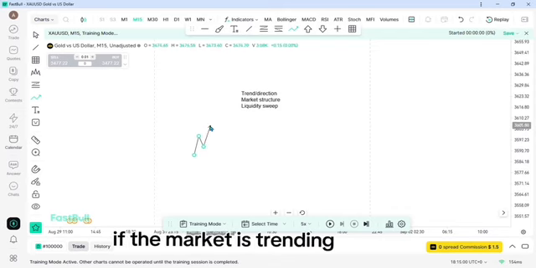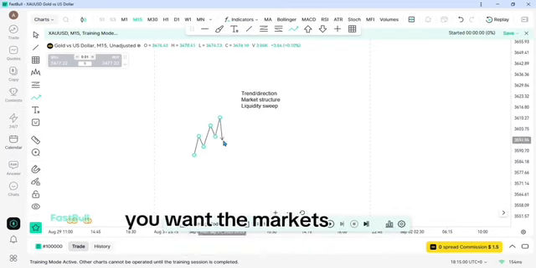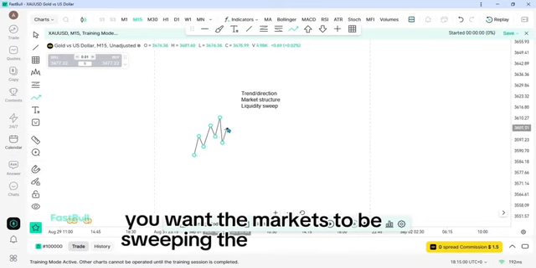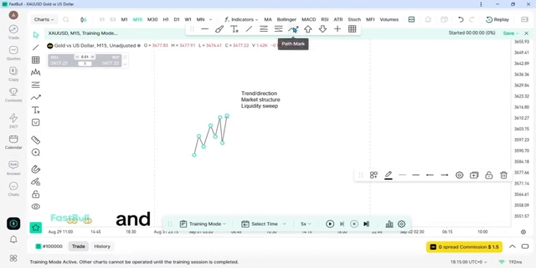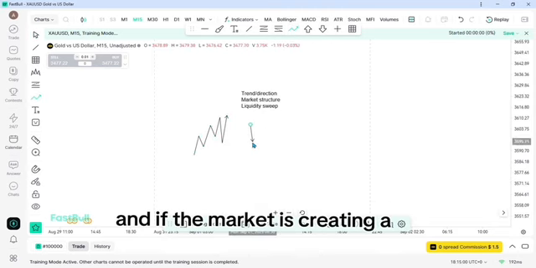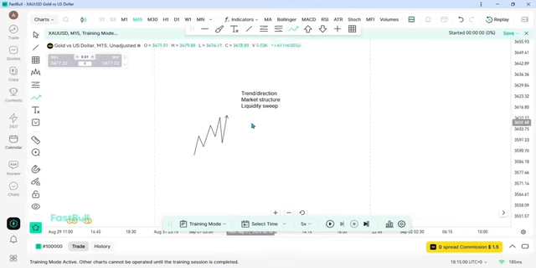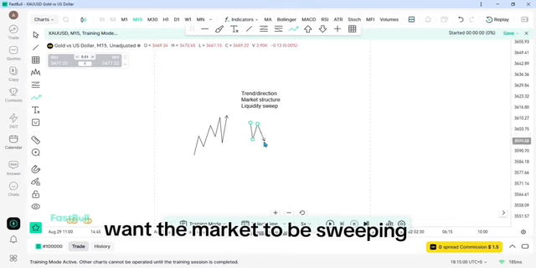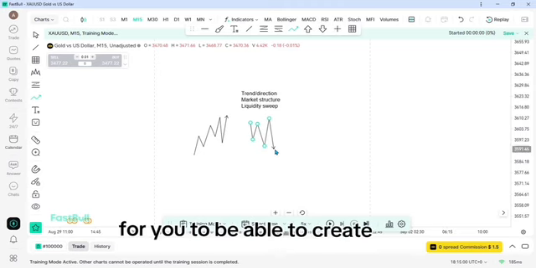If the market is trending bullish, creating a series of higher highs and higher lows, you want the market to be sweeping the lows to create new highs. And if the market is creating a series of lower lows and lower highs, you want the market to be sweeping the highs for it to be able to create a new low.